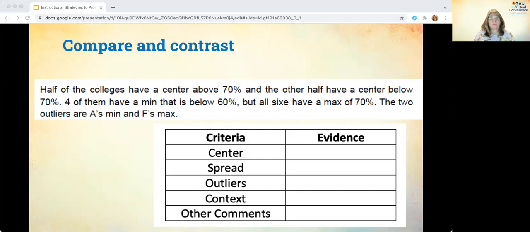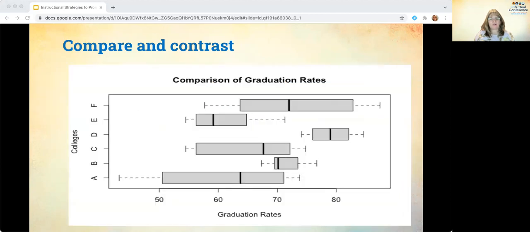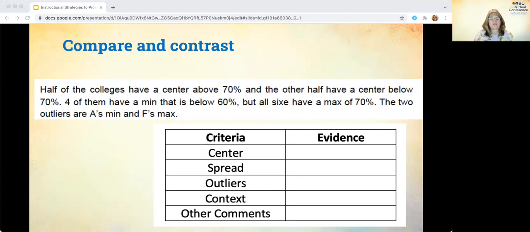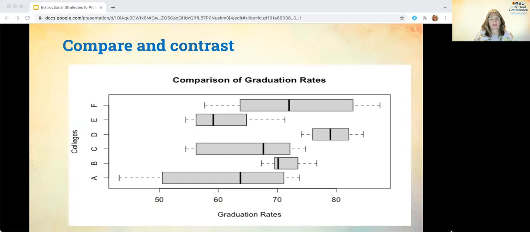4 of them have a minimum that is below 60, and all 6 have a maximum of 70. Well, all 6 definitely don't have a maximum of 70, so there are some errors there. And the 2 outliers are A's min and F's max. If we were to use the 1.5 times the interquartile range rule, so think about the length of the box plus half the length of the box, this is definitely not an outlier, and neither is this one.